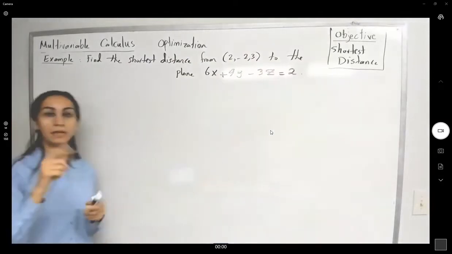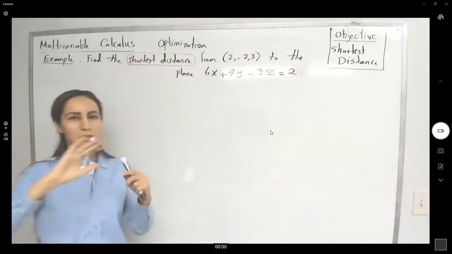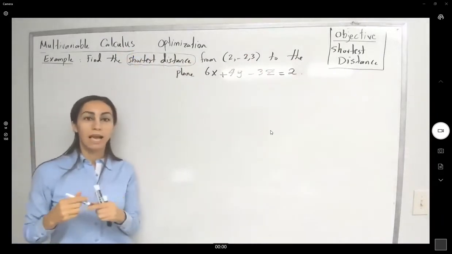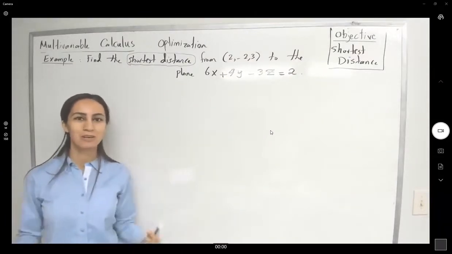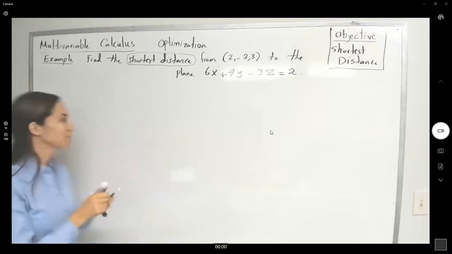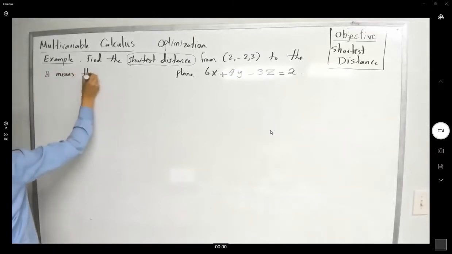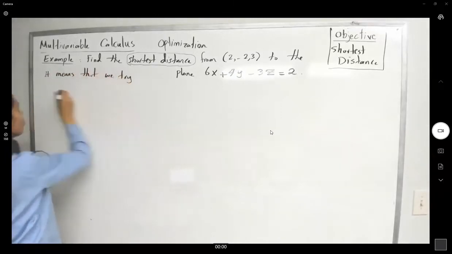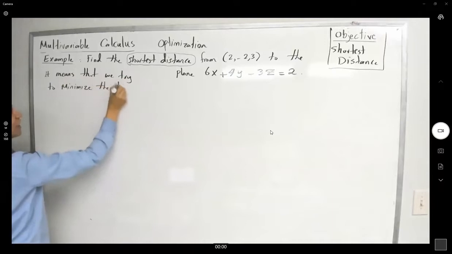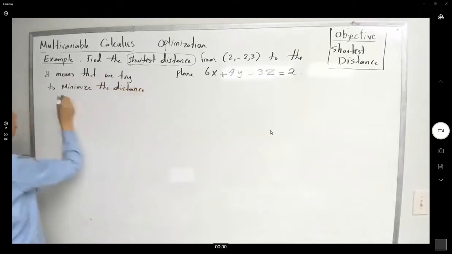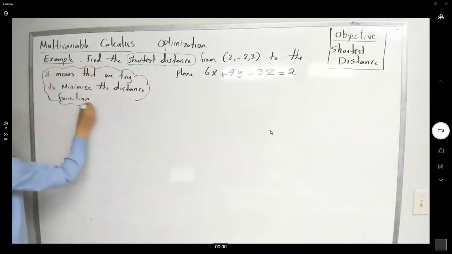Okay. So this is our goal, finding the shortest distance. So what's the meaning of that? It means that we have a function, which is the distance function, and we're trying to minimize that function. We try to minimize the distance function. Well, but what is the distance function?